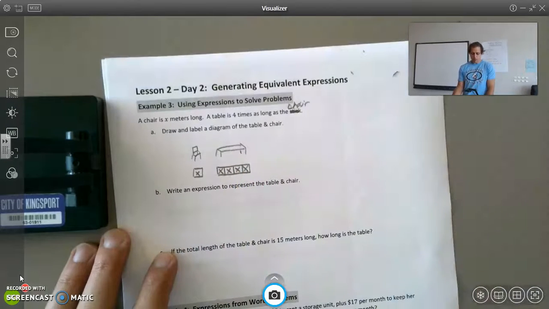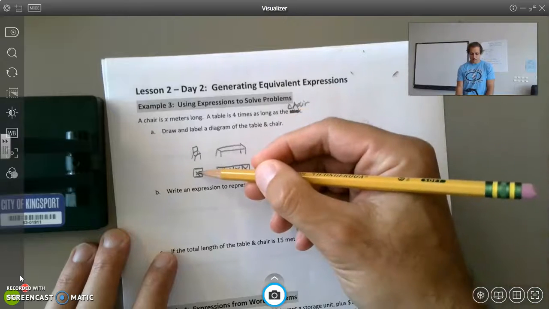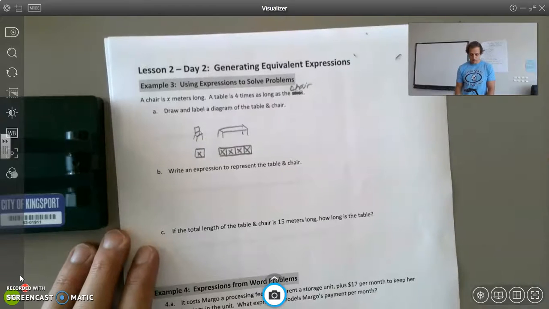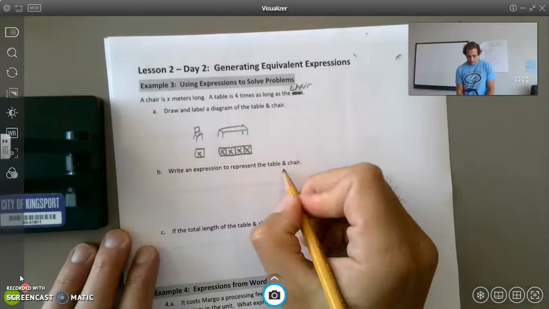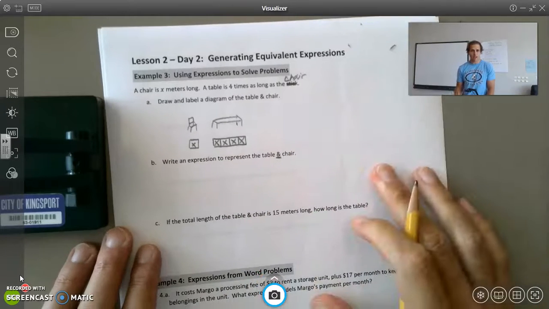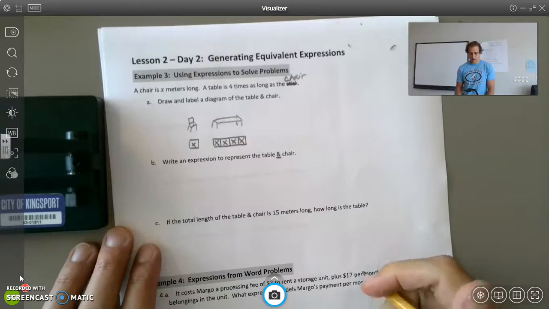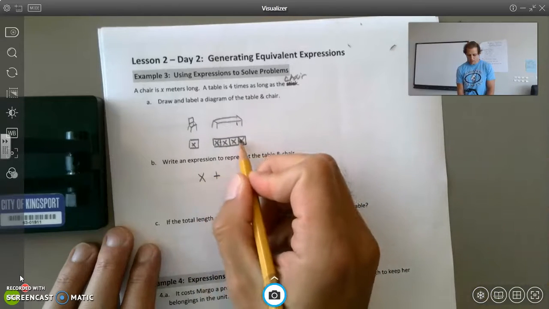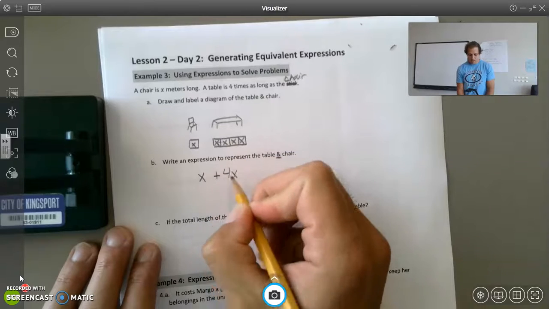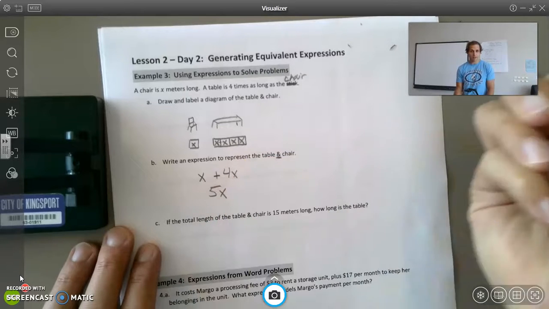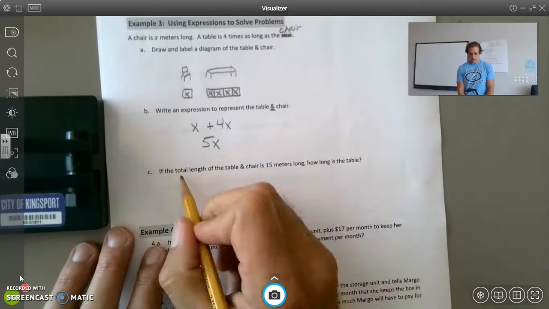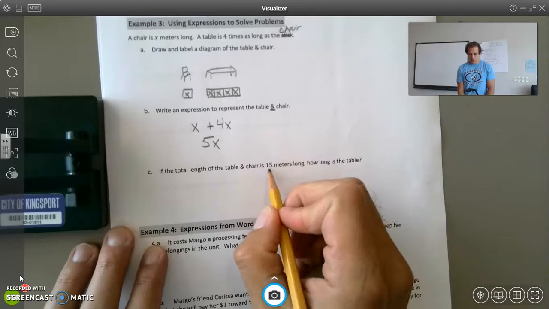That's 4 times the size of the chair, 4 times the length of the chair. How could I write an expression to represent the table and the chair? Well, we're thinking about adding those distances together. So X plus 4 times X, or 4X, and I could also express that as 5X. That'd be equivalent. Now, we're told that the total length is 15 meters.